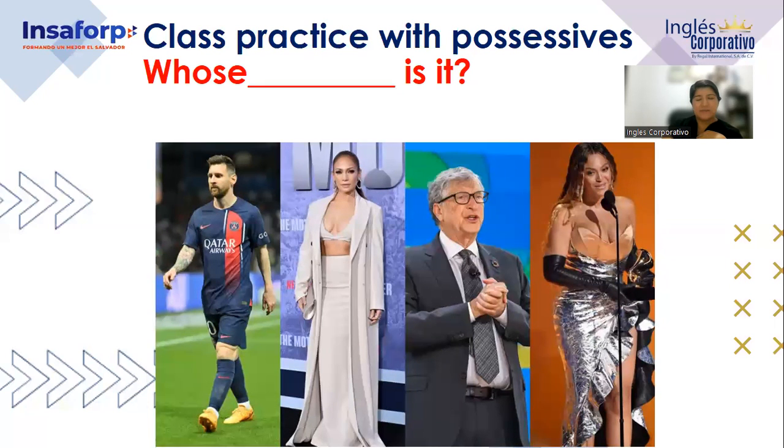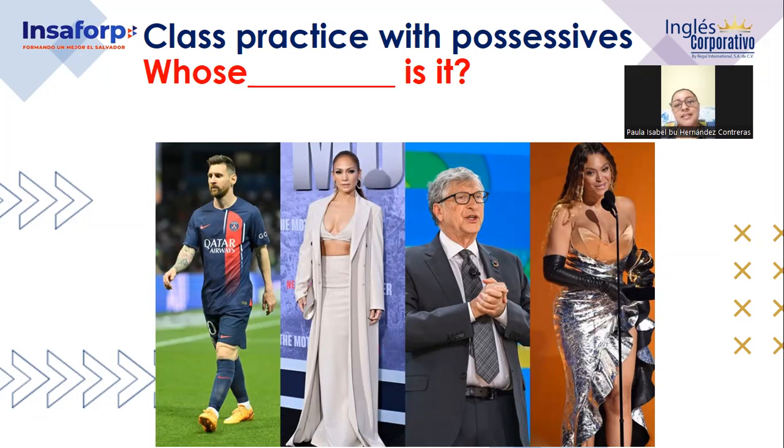Skirt. Whose skirt is it? It is Jayla. Okay, very good. Let's pronounce the last sound. It is J-Lo's. Very good. Muy bien. Okay, so this is our last practice for the possessives, okay?